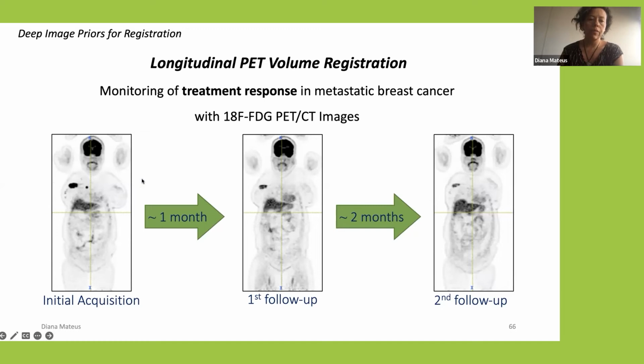So PET CT images are usually used for such monitoring. You get an initial acquisition, and typically after 2 months, you get a follow-up. For the cohort that we were using here, which is a prospective study, we were also able to get an in-between first follow-up after 1 month.